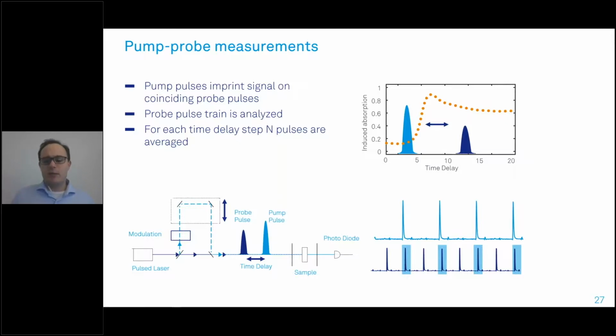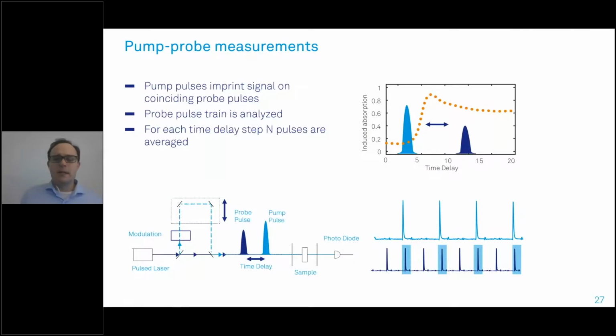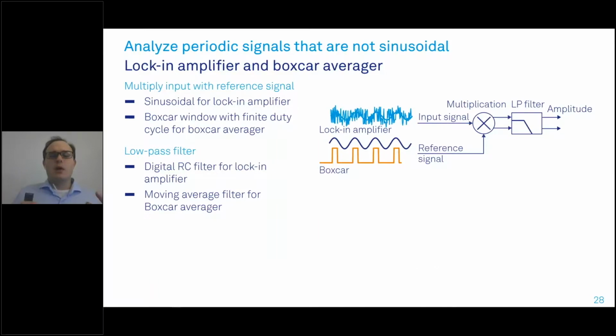And for example, if we take a pulse picker and kick out every second pulse, as we did on the lower right-hand side for the pump pulse, then this means we have a super short, super low duty cycle signal which we want to analyze. Now, how do we do that? We analyze it, for example, with a lock-in amplifier and a boxcar averager.